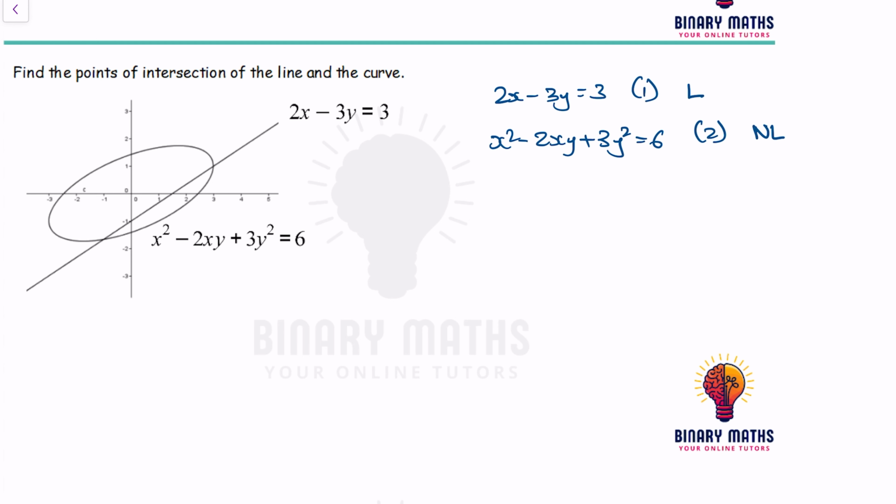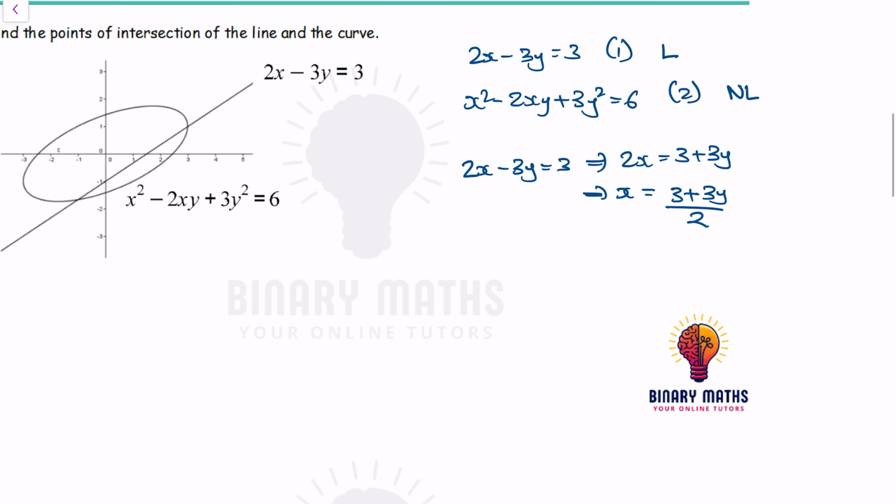Okay, so remember I need to rearrange my linear equation to make either x or y the subject of the formula. So I'm going to make x the subject of the formula for my equation 1. So if I've got 2x minus 3y is equal to 3, this implies 2x must be equal to 3 plus 3y, which implies x must be equal to 3 plus 3y over 2. Okay, so now I need to substitute x is equal to 3 plus 3y over 2 into the second equation, which is 2.